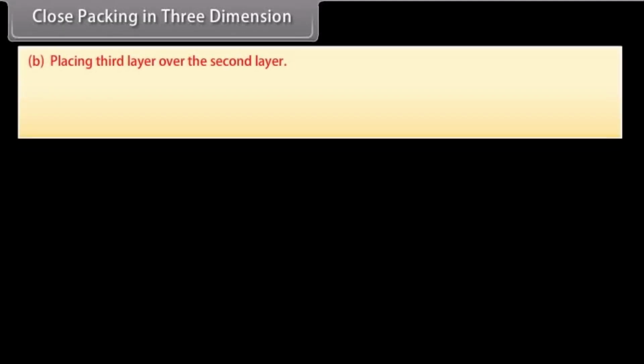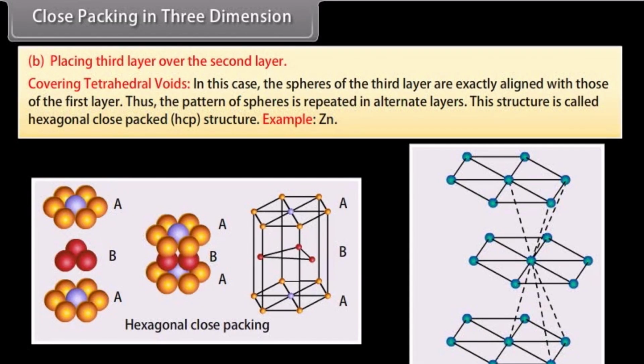Placing third layer over the second layer. 1. Covering tetrahedral voids. In this case, the spheres of the third layer are exactly aligned with those of the first layer. Thus, the pattern of spheres is repeated in alternate layers. This structure is called a hexagonal close-packed HCP structure. Example, zinc. 2. Covering octahedral voids.